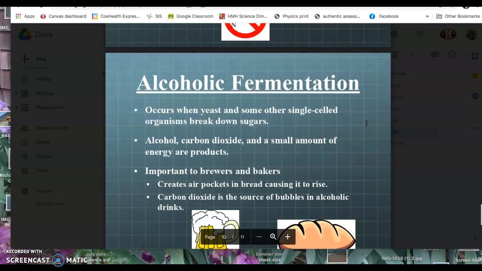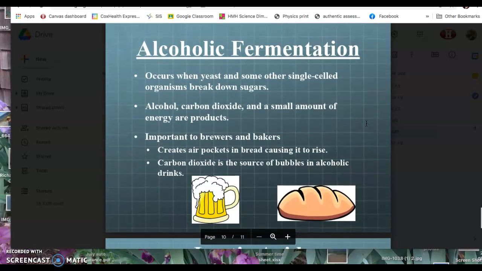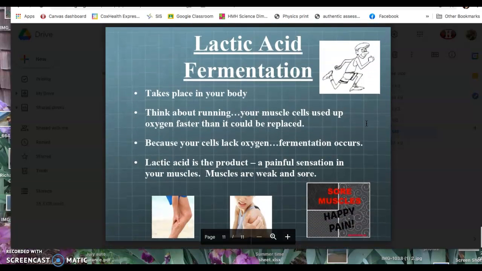Fermentation is also important in baking. This is used with yeast, or when yeast and other organisms break down sugars. Alcohol, carbon dioxide, and a small amount of energy are produced. Brewers, bakers, they all need this for their little air pockets, and carbon dioxide is the source of those bubbles.